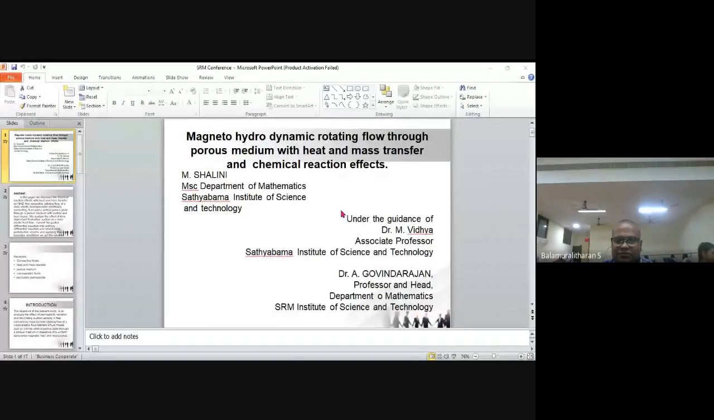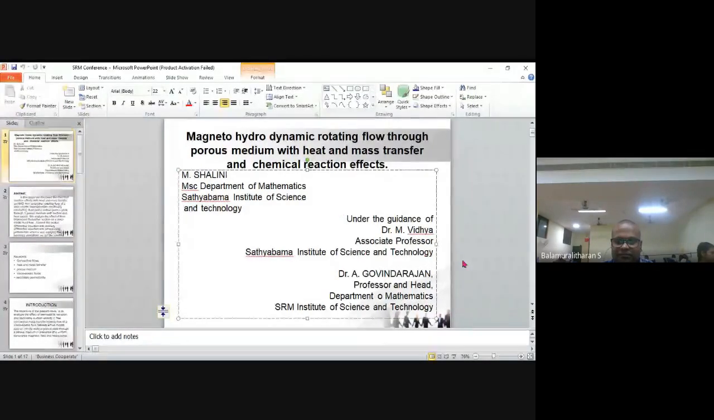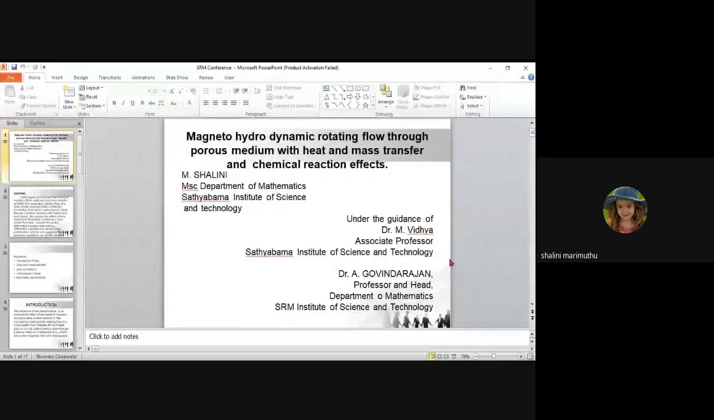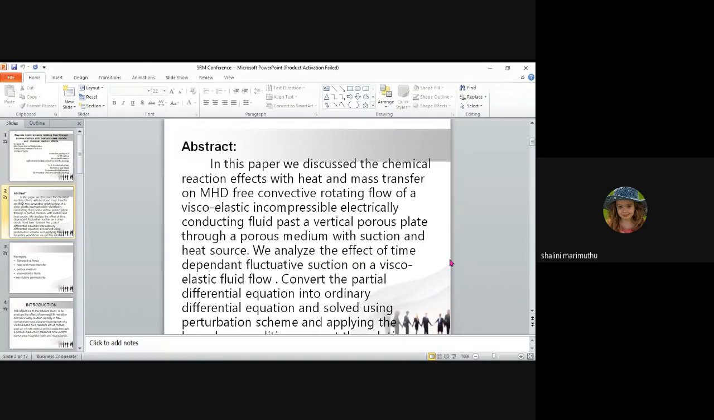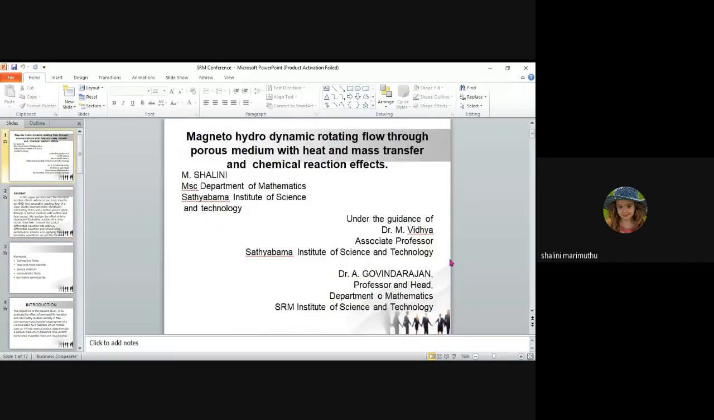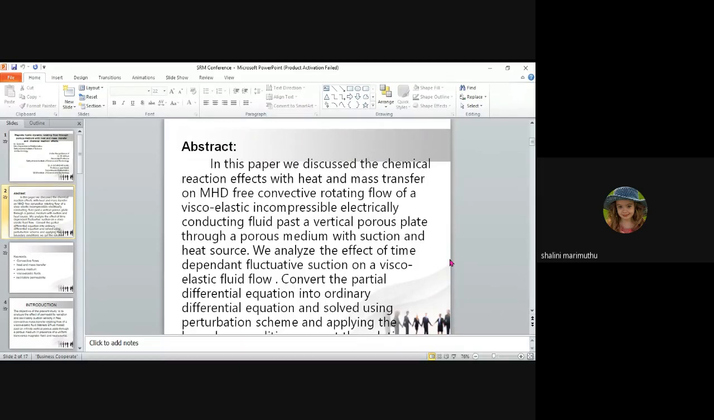Okay, bye. You can start. Awesome. Okay. I'm Shalini, and I'm going to present on magneto hydrodynamic rotating flow through a porous medium with heat and mass transfer and chemical reaction effect, under the guidance of Dr. M. Vidya, Sathyabama Institute of Science and Technology, and Govindarajan, Department of Mathematics, SRM Institute. And this is my abstract.